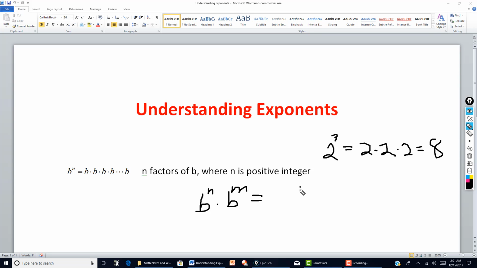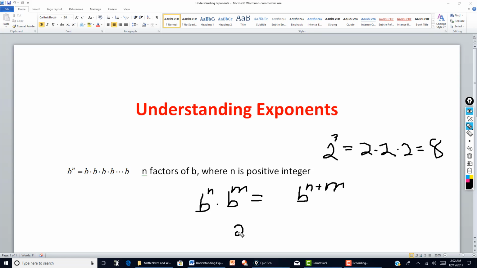So you can see that that's going to give us b to the n plus m. This tells us basically that this is one of your laws of exponents: if you're multiplying two powers of the same base, bring down the base and add the exponents.